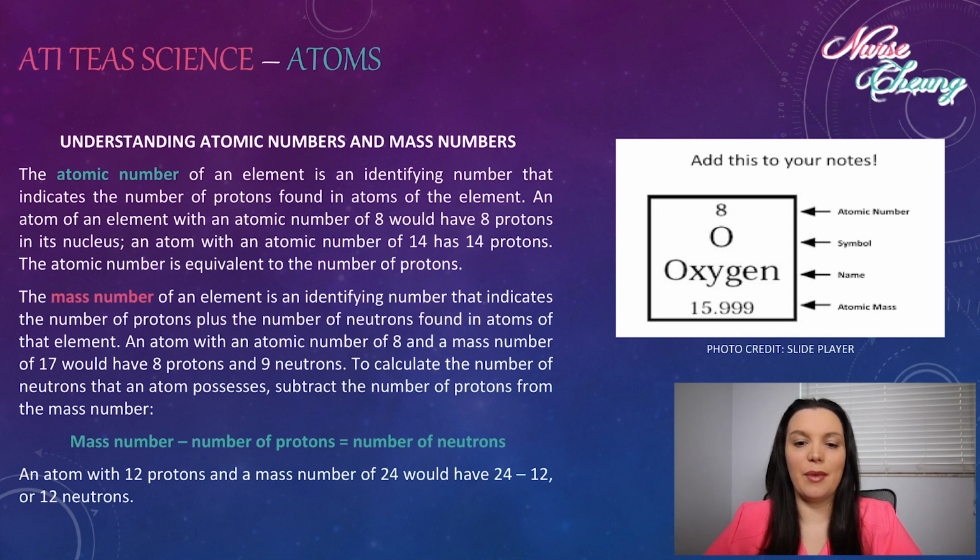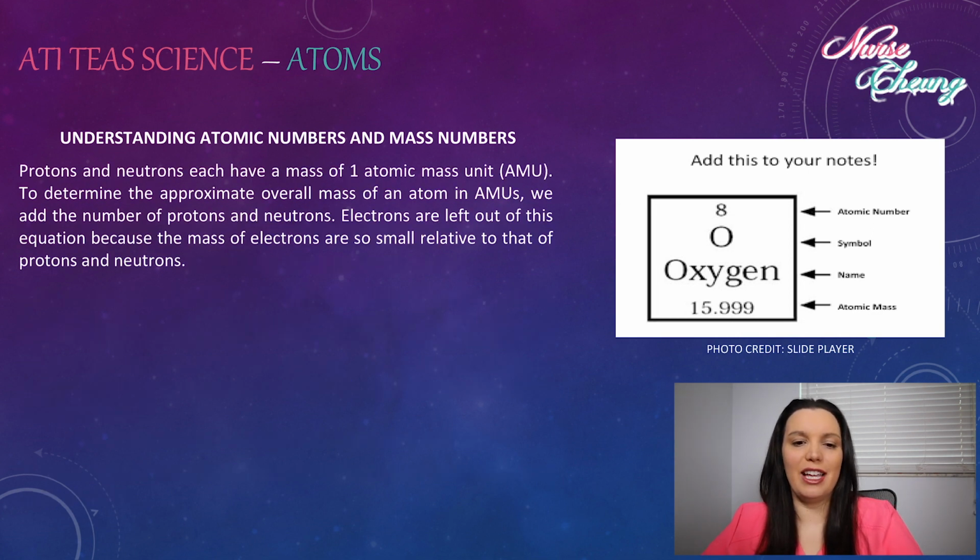An atom with an atomic number of 8 and a mass number of 17 would have 8 protons and 9 neutrons. To calculate the number of neutrons that an atom possesses, subtract the number of protons from the mass number. Mass number minus number of protons will equal the number of neutrons. An atom with 12 protons and a mass number of 24 would have 24 minus 12 is equal to 12, or 12 neutrons.